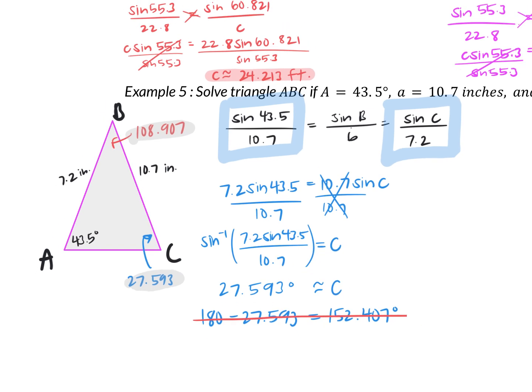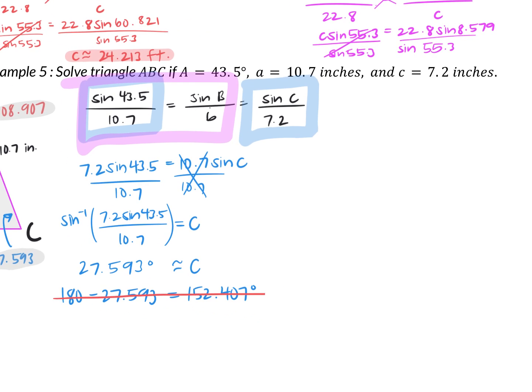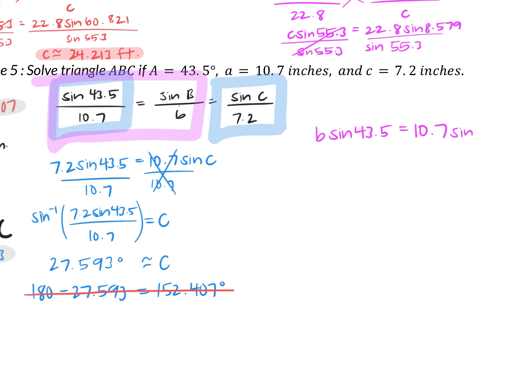So, which two fractions should I set equal to each other to solve for side length B? The first and the second one. Could I technically use the third one there? Yeah, because we know what sine of C is equal to. But I'm going to use that first and that second one. So setting both of those equal to each other is going to give me B sine of 43.5 is equal to 10.7 times sine of 108.907.